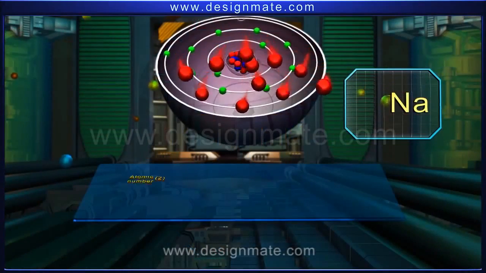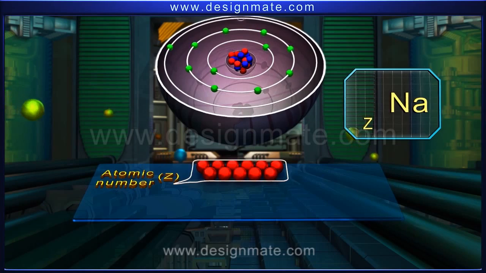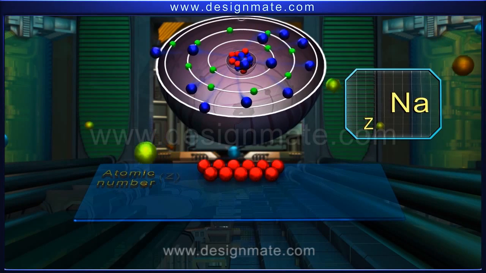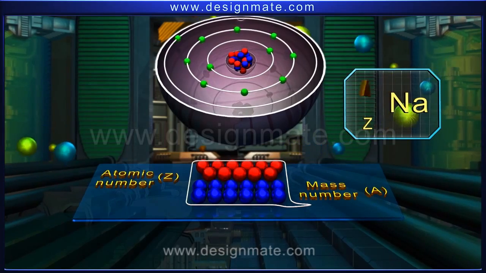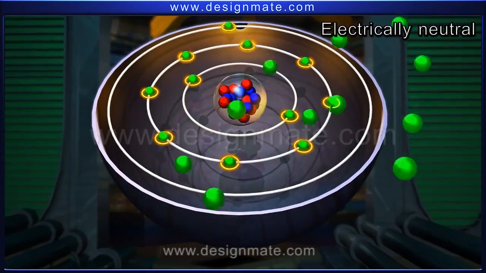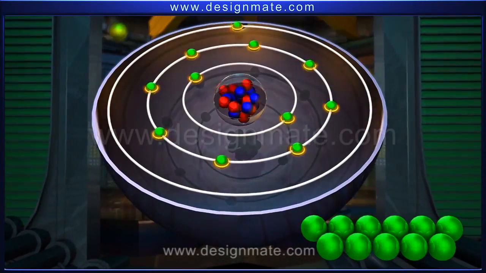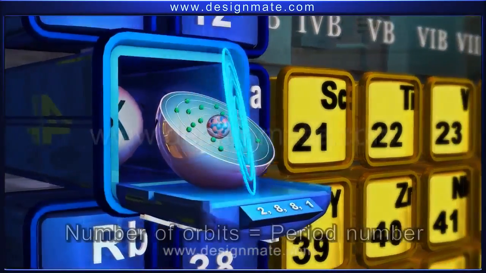Summary: we have seen that the number of protons present in the nucleus of an atom denotes its atomic number, while the sum of its protons and neutrons denotes its mass number. The atom is electrically neutral as it has the same number of electrons as protons.